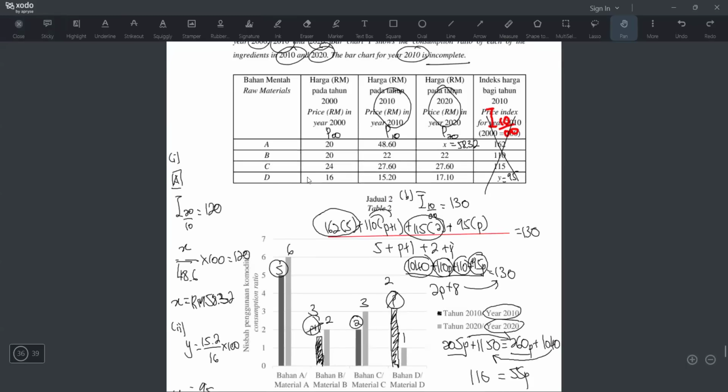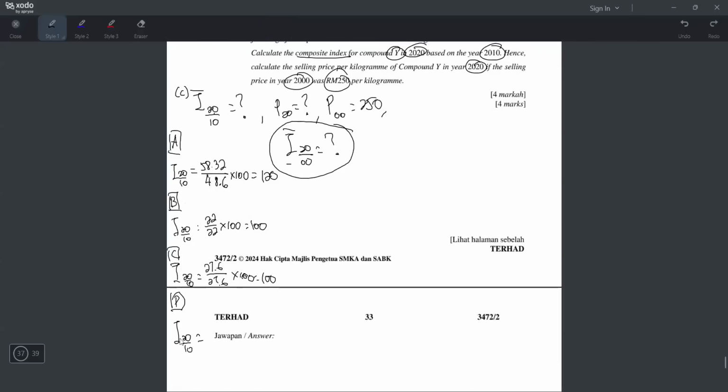17.1 divide 15.2, times 100. Okay, so what do we get here? Let me press: 17.1 divide 15.2 times 100. My calculator gives me 112.5. Okay, saya sudah berjaya cari price index untuk semua orang for the year 2020 based on 2010.